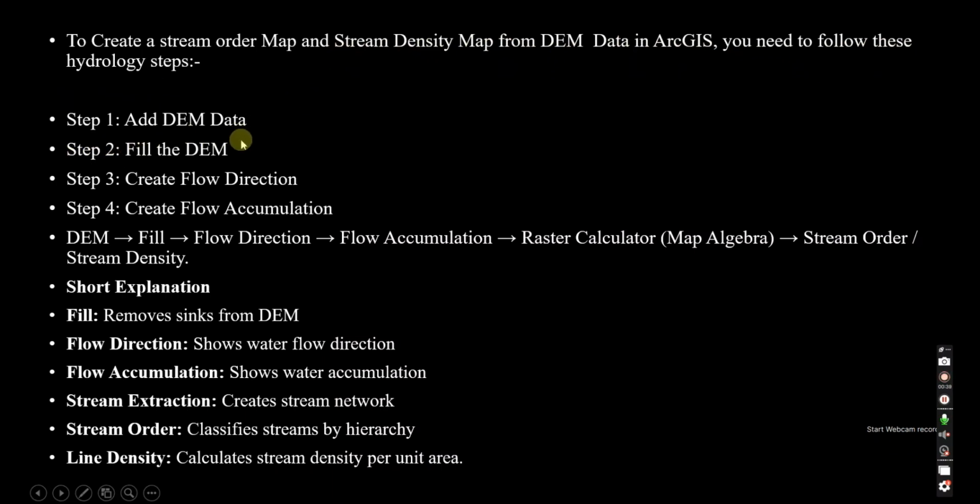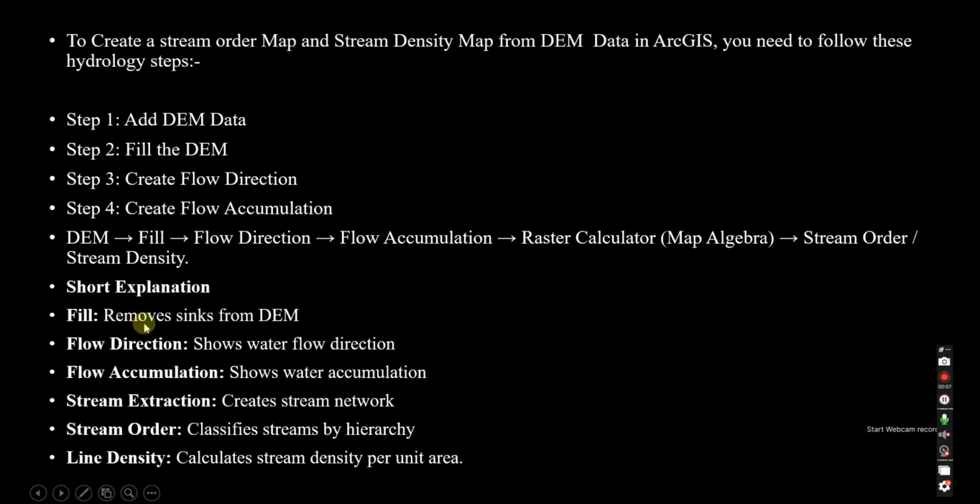Step 1, add DEM data. Step 2, fill the DEM. Create flow direction. Create flow accumulation. First DEM, next fill, next flow direction, flow accumulation, raster calculator, map algebra, and stream order and stream density.